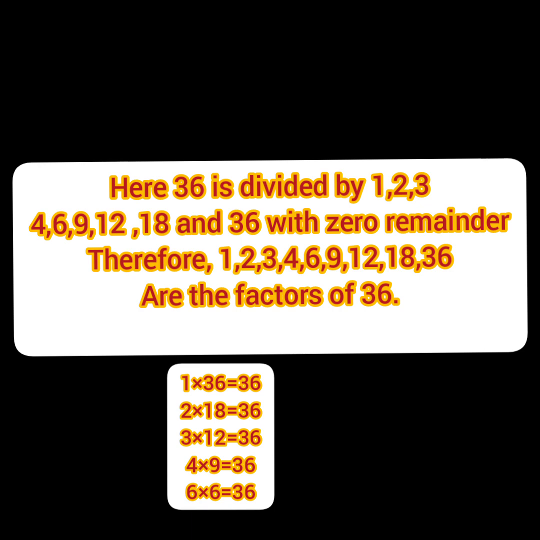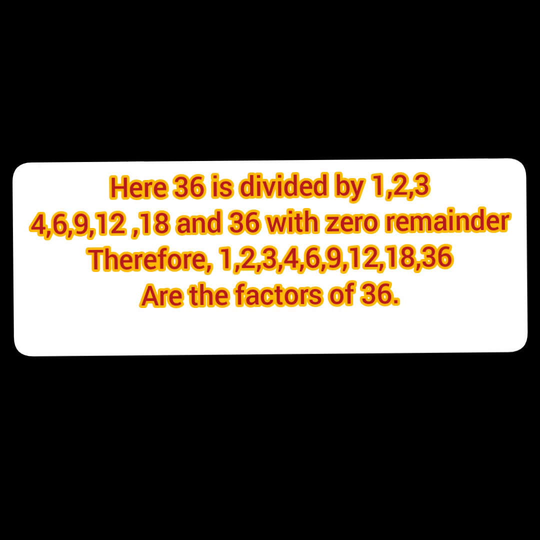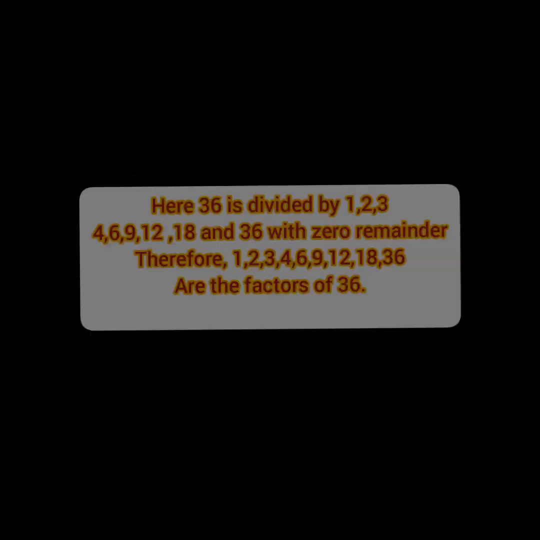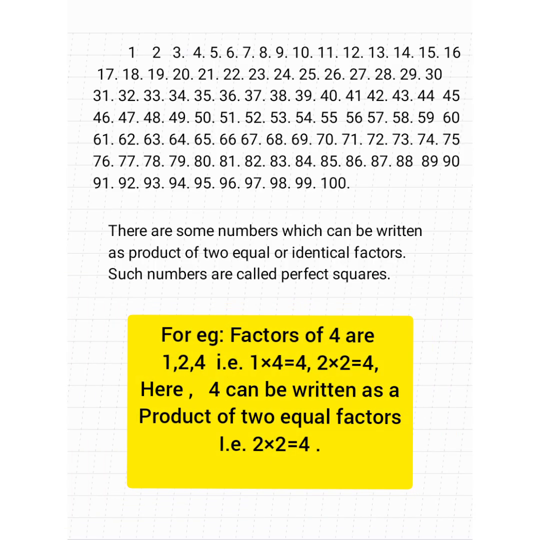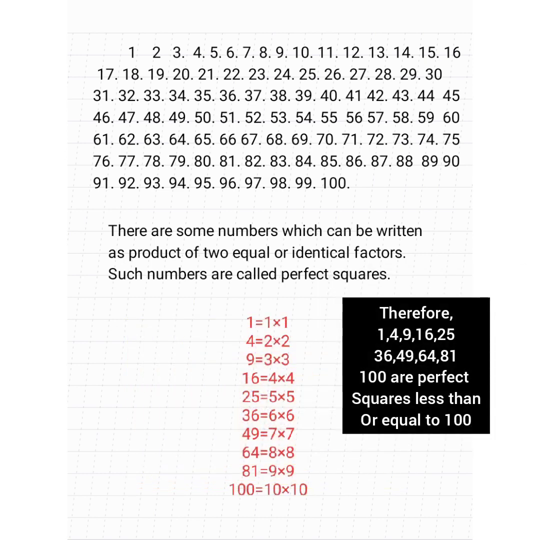36 can be written as a product of two factors as we see here, but 36 can be written as two equal or identical factors also. Here let's have a list of numbers from 1 to 100. In this list there are some numbers which can be written as a product of two equal or identical factors. Such numbers are called perfect squares.